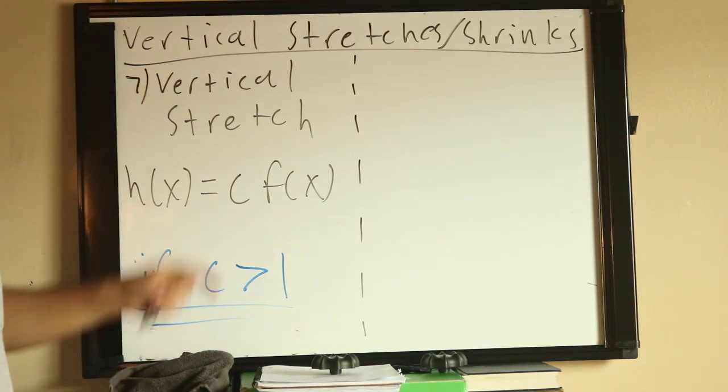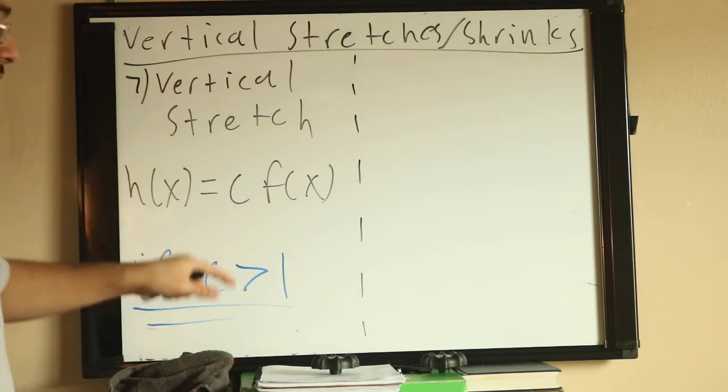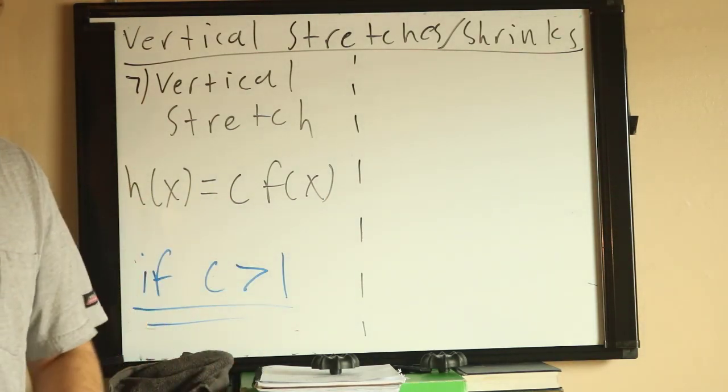You have a vertical stretch when you're multiplying your function by a constant, and the key feature is that this constant is bigger than 1. This is what makes a vertical stretch.